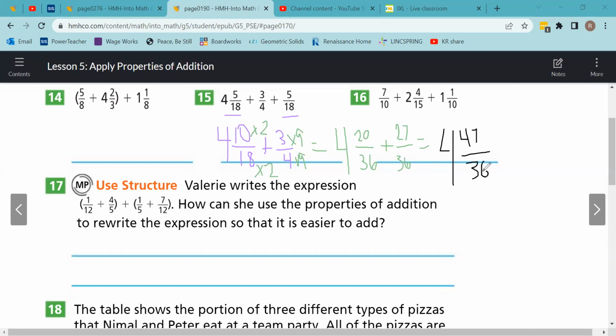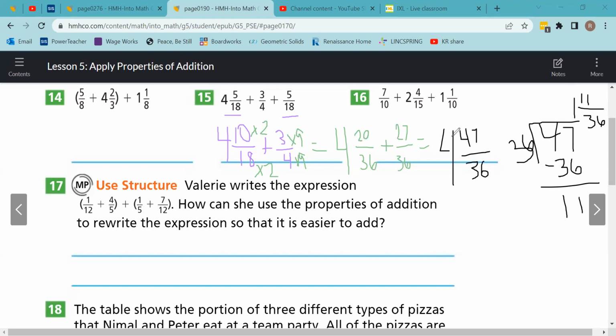Okay, and again, a lot of you like to just subtract 1 whole and tack it on to the whole number. That's totally fine. I'm going to do it differently just because I know some of you prefer that, and that's okay. Either way is good. 47 divided by 36. Oh boy, 36 goes into 47 once. Take away 36. And it looks like we have 11 left. So 1 and 11 out of 36.